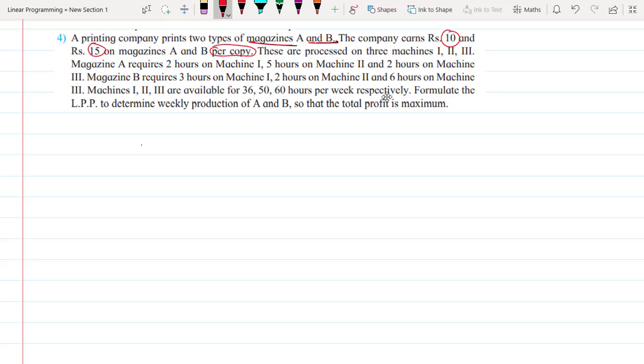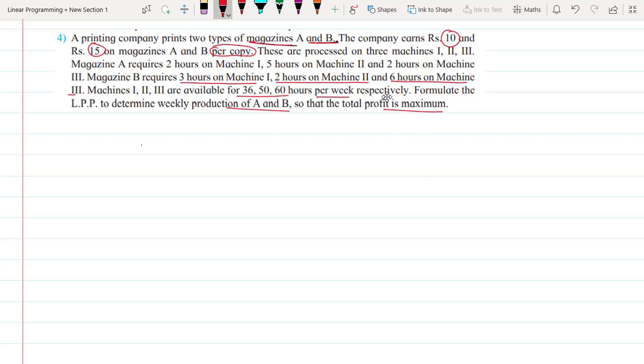Okay, these are processed on 3 machines, 1, 2 and 3. Magazine A requires 2 hours on machine 1, 5 hours on machine 2 and 2 hours on machine 3. Magazine B requires 3 hours on machine 1, 2 on machine 2 and 6 on 3. Machine 1, 2, 3 are available for 36, 50 and 60 hours per week. Formulate the LPP to determine weekly production of A and B so that the total profit is maximum.